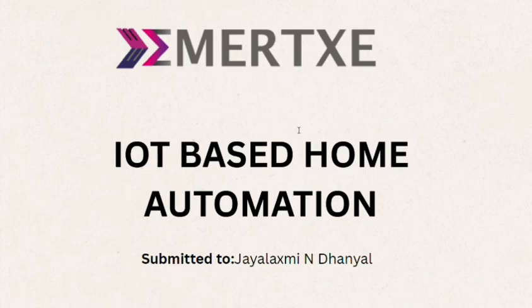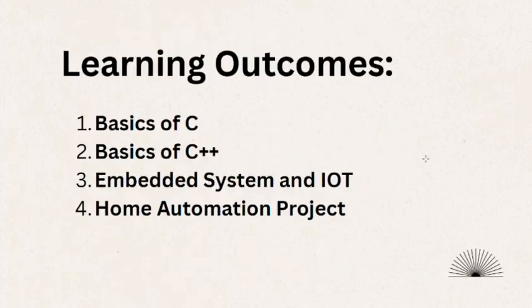Now further, we learn about the learning outcomes. In learning outcomes, first is basics of C, learning how the C programming language works. Second, basics of CPP, learning CPP and how it is different from C. Third, embedded system and IoT. In this, how small electronic systems connect with the internet. And the fourth, home automation projects. In this, we will build a project to control a home device automatically.